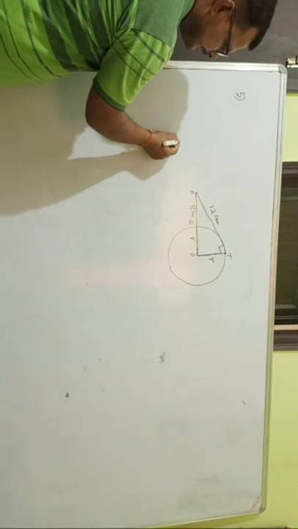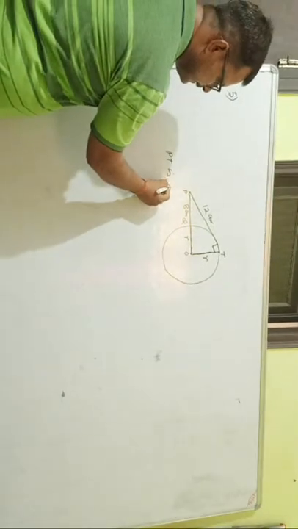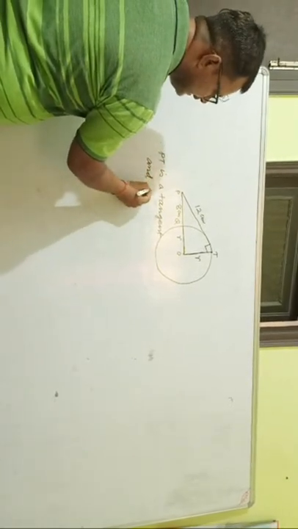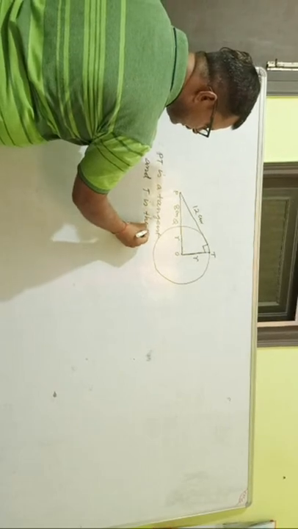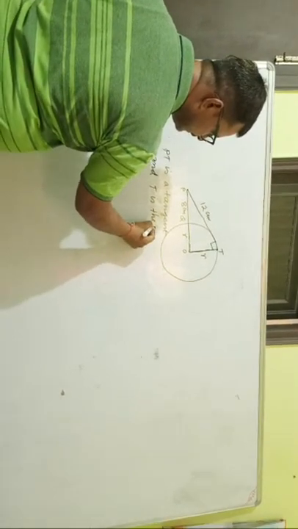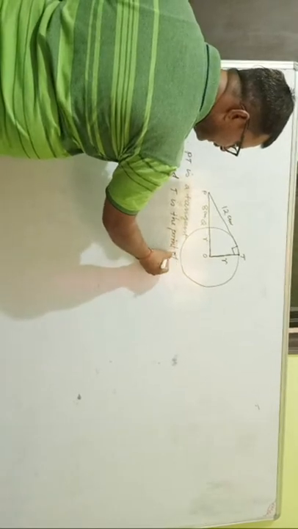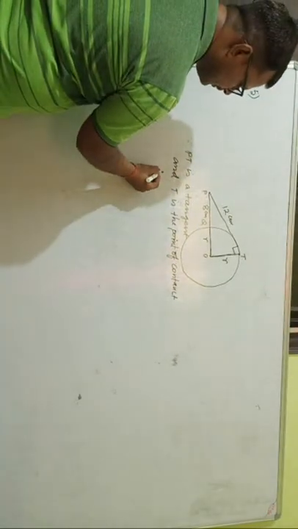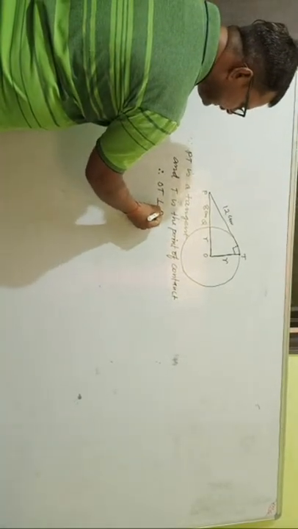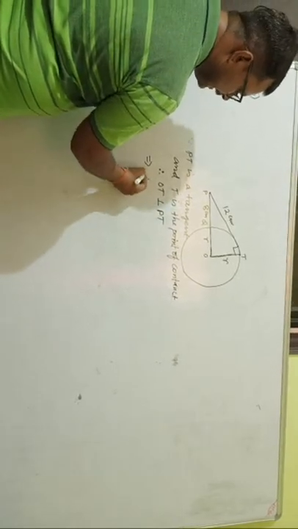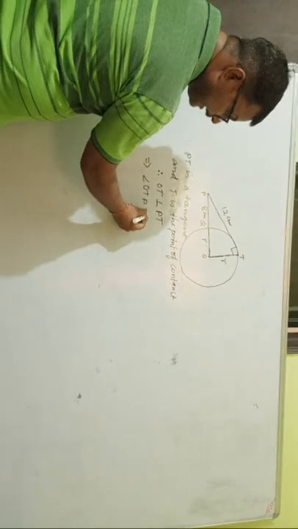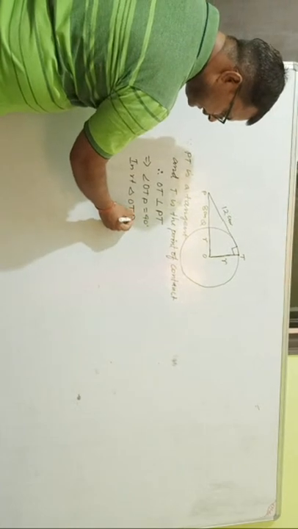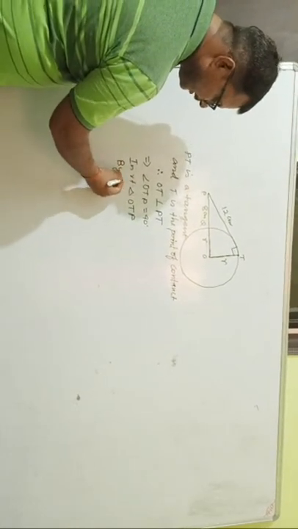Now, I will not write very broadly because you have to understand the whole solution. Clear? Since PT is tangent and T is the point of contact, therefore OT is perpendicular to PT. That implies angle OTP is equal to 90 degrees. In right triangle OTP, by the Pythagoras theorem.